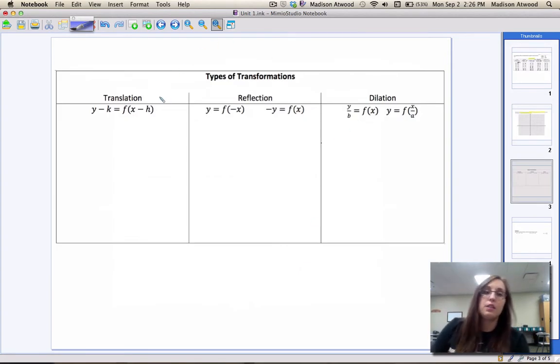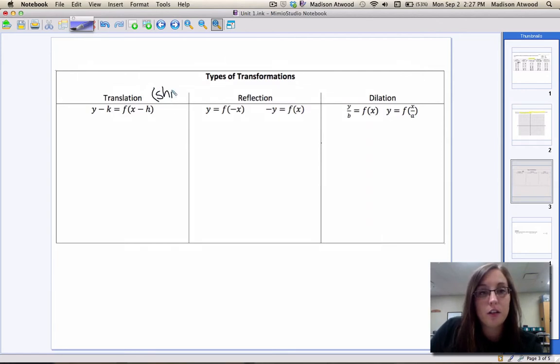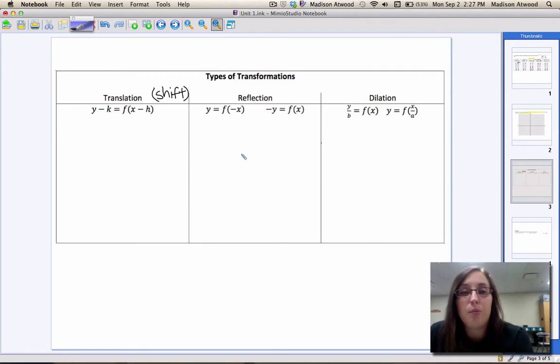So there are 3 different types of transformations, as you can see in your notes. We've got translations, and if you need little notes to remind yourself what these are, another word for a translation would just be a shift. So in other words, a translation is just a shift or a move left, right, up, or down. Nothing happens to it other than just shifting it one way or another.